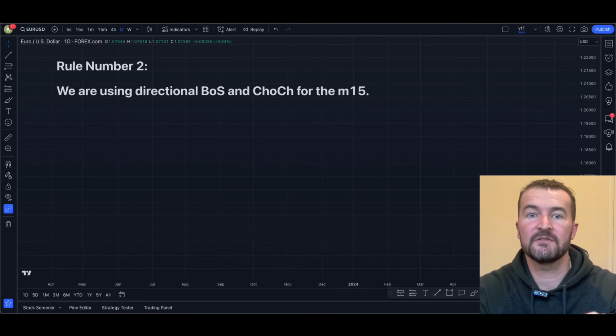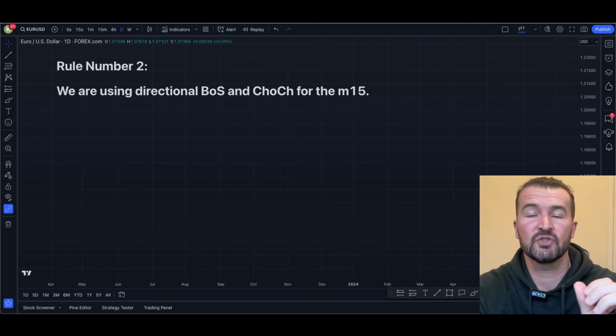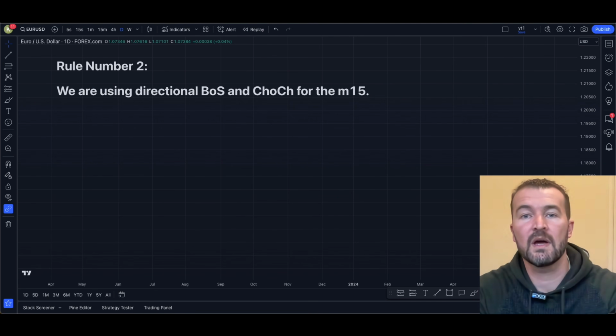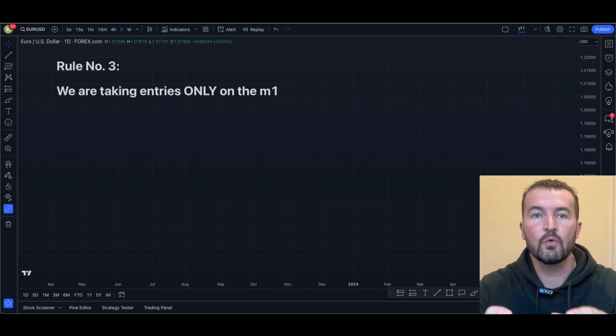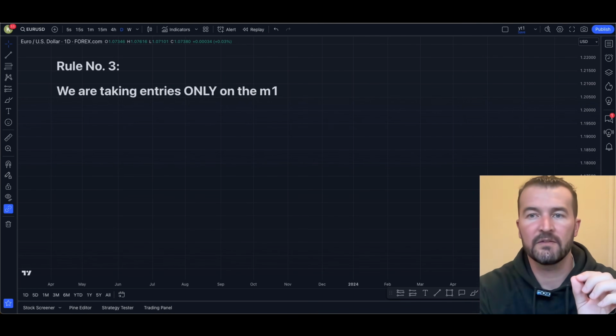Explainer number 1 is for BOS to occur past the POI, we must pass through the POI with a body break on the M15. And explainer number 2 for that, for CHoCH to occur, we must require a body break past the wick. Rule number 3 is that we are taking entries only off of the M1.